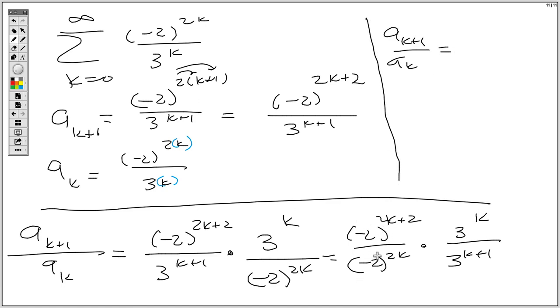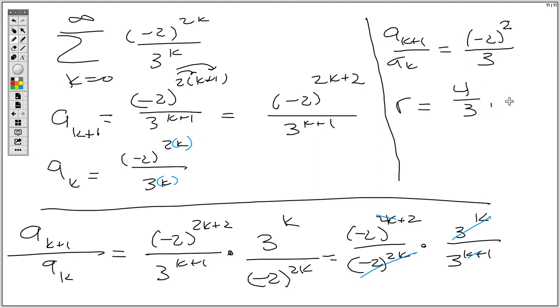So remember, when you divide exponents, what do you do with them? Yeah, they cancel out. Good. So these are going to cancel out, and I'll be left with negative 2 squared in the numerator. And then what's going to cancel over here in the exponents? The k's will cancel, good, and I'll be left with just a 3 to the first in the denominator. And so this is r. We get a number, 4/3.